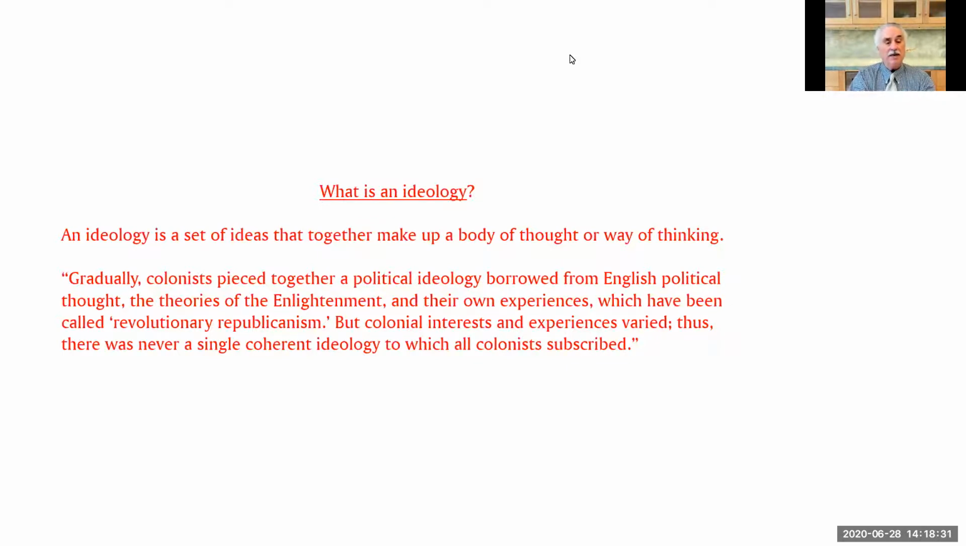Gradually, colonists pieced together a political set of ideas, or ideology, borrowed from different sources: English political thought, theories of the Enlightenment, and even from their own experience. Some have called this revolutionary republicanism. But the truth is, the interests and the experiences of American colonists were very different. So there was never a single coherent set of ideas that everyone believed. Some people believed part of it, some believed all of it, some believed some of this, some of that.